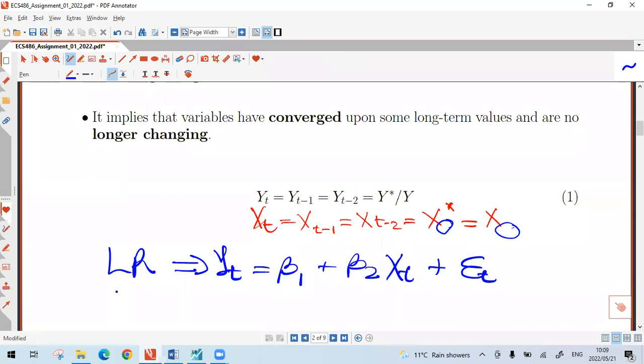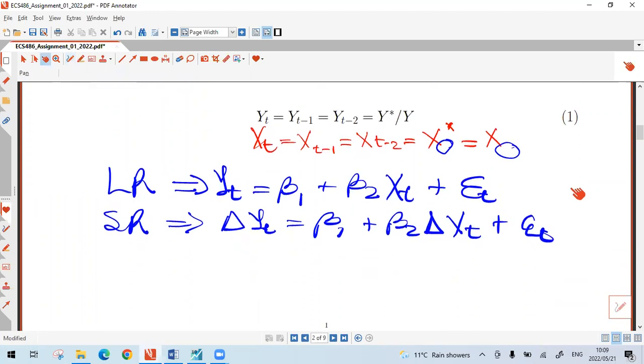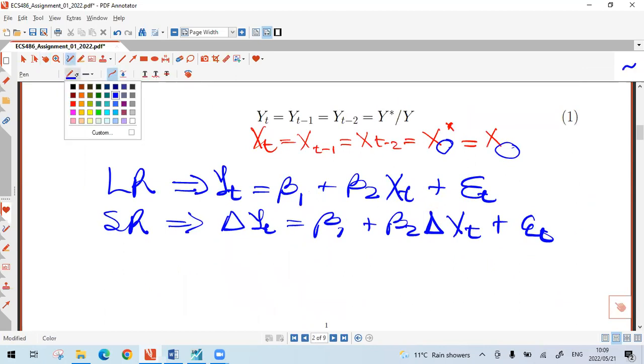But if we are to look at the short run, you see that in the short run, our values are still changing. So there is the change in YT. This can actually be something like this, plus the error term. We should know that you are in the short run if you have something like this, right?